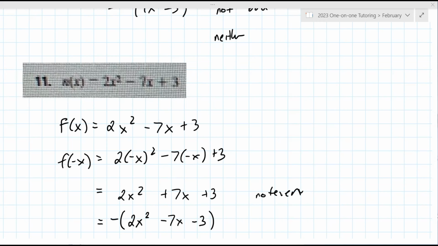Okay. So let's talk a little bit about standard form graphing.